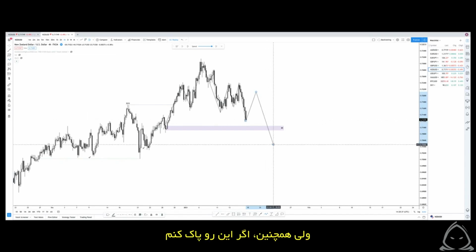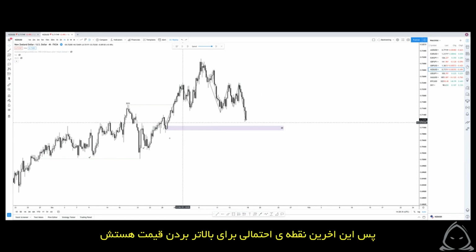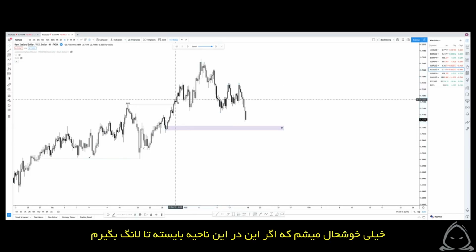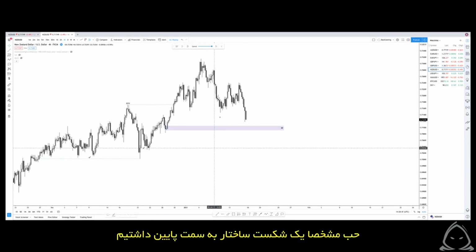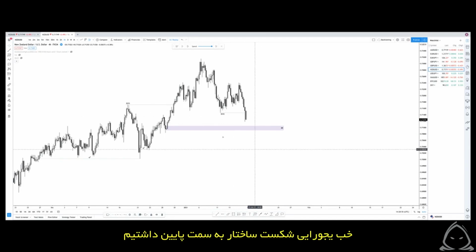But if I just remove that, we also remember that the daily trend at the moment for us is bullish. So this potentially is our last point of interest to take this higher. And I'm more than happy, because this is unmitigated and caused this aggressive move up. I'm more than happy if this sets up in this area to take this long. So I'll mark this on, obviously, that we've had a break of structure to the downside.